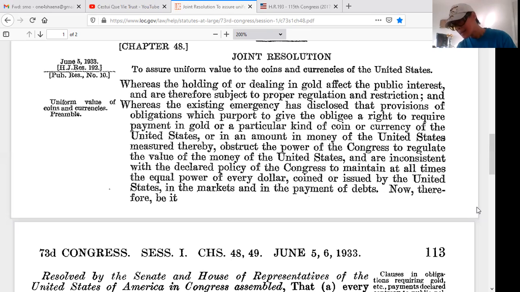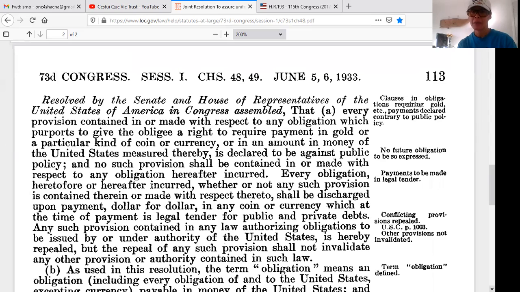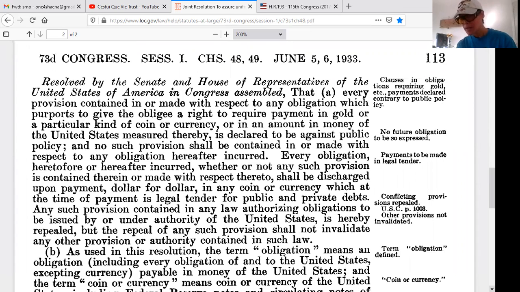Resolved by the Senate and House of Representatives of the United States of America in Congress assembled, that (a) every provision contained in or made with respect to any obligation which purports to give the obligee a right to require payment in gold or a particular kind of coin or currency or in any amount in money of the United States measured thereby is declared to be against public policy, and no such provision shall be contained in or made with respect to any obligation hereafter incurred.